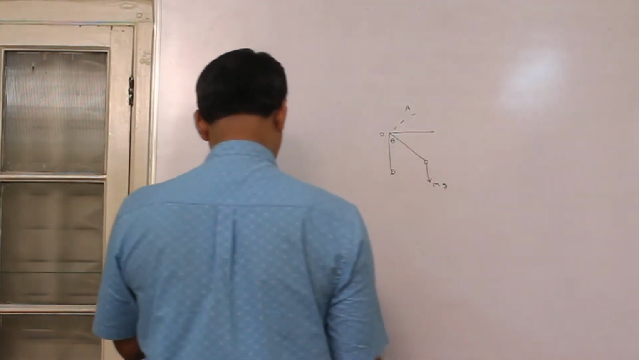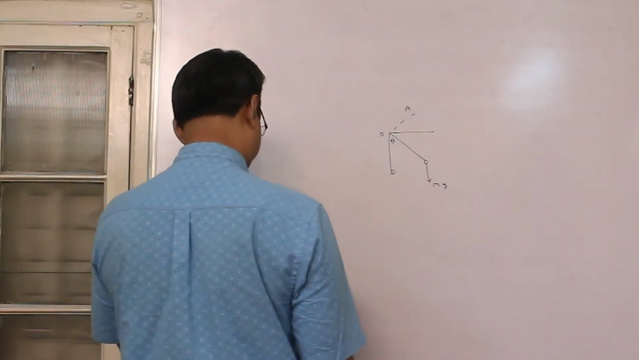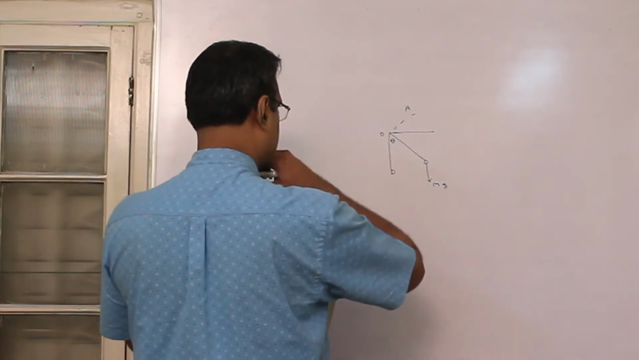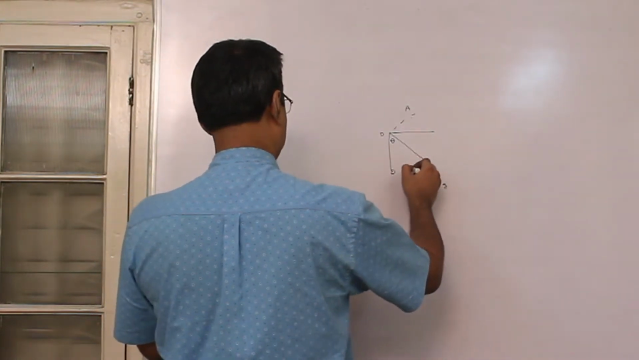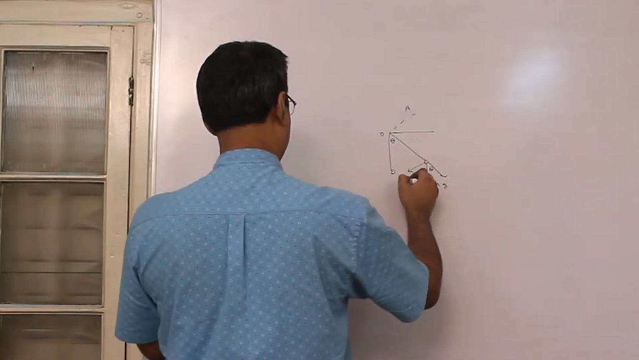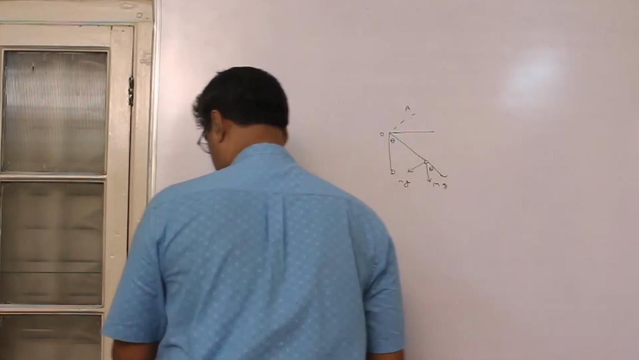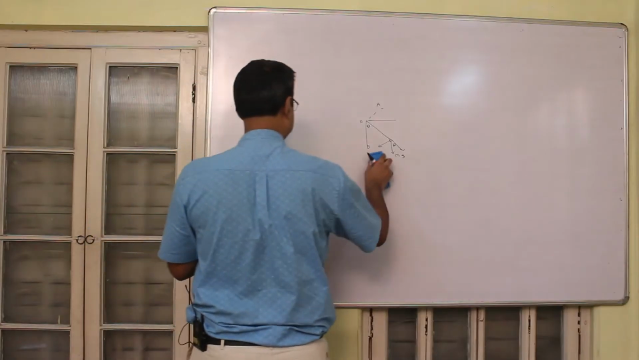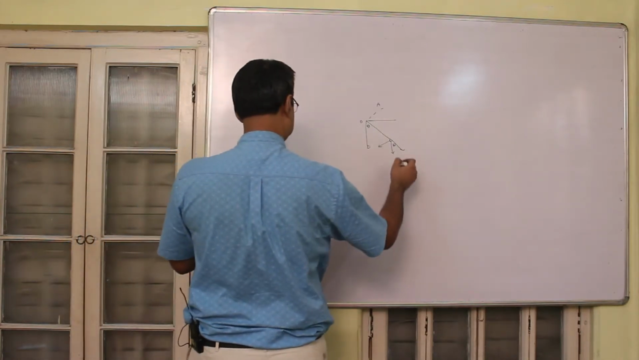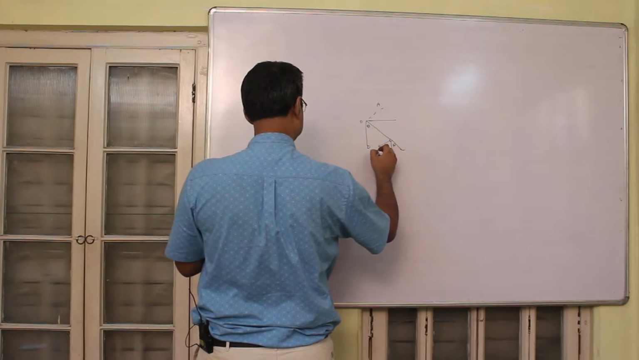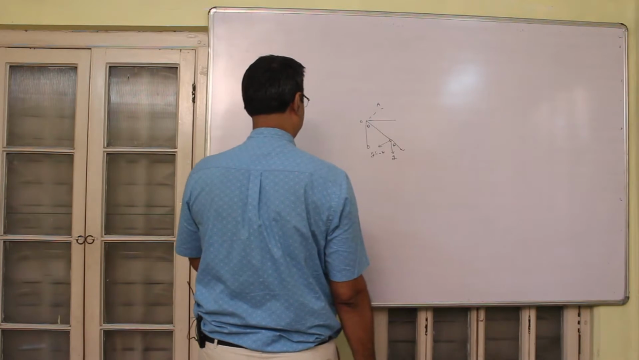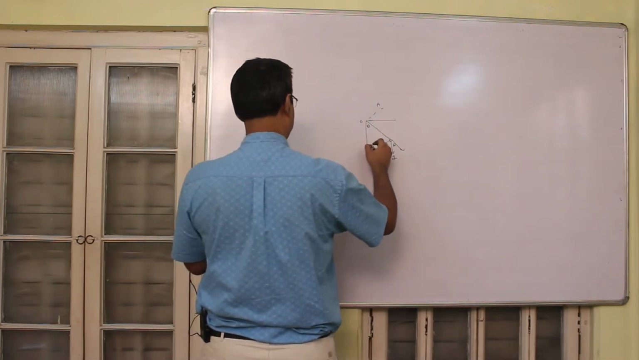Okay, now we come to the simple pendulum. Now in a simple pendulum, the component of gravity perpendicular to the motion is g sine theta.